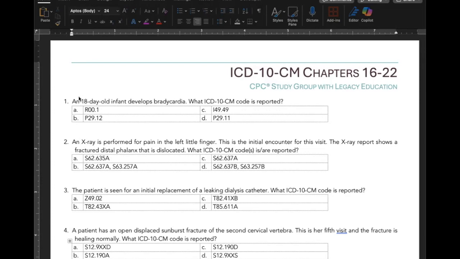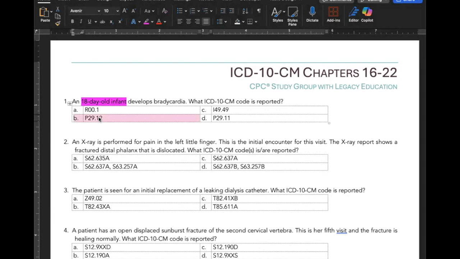Neonatal just means anything that is 28 days or less. So if you see neonatal, newborn, something along those lines, then that just means we need to focus on 28 days or less. Since we have our 18-day-old infant, then it's going to be our P29.12 for neonatal bradycardia. Okay. Any questions on that one?